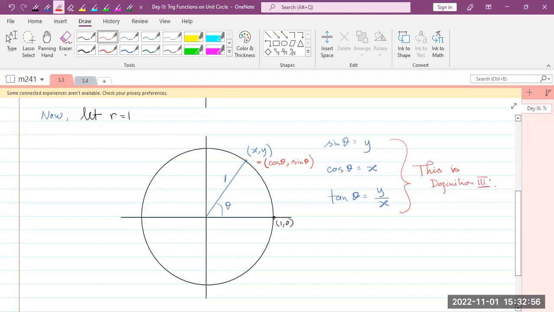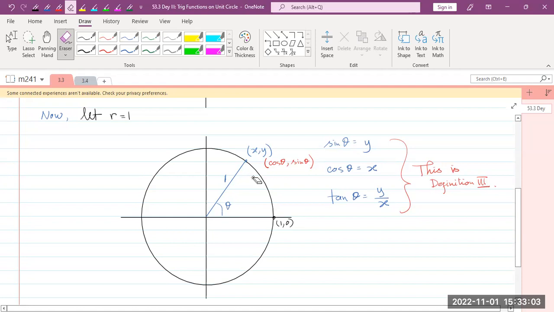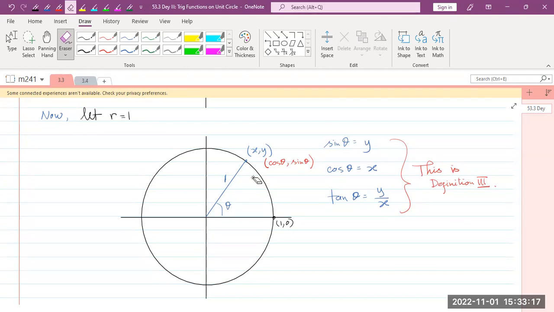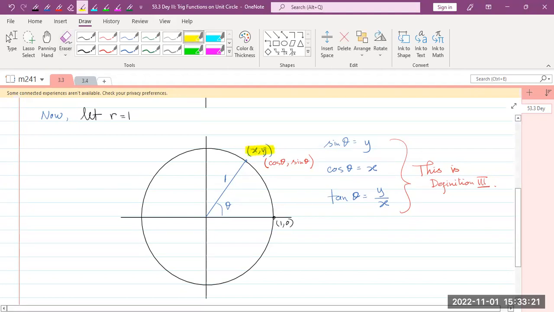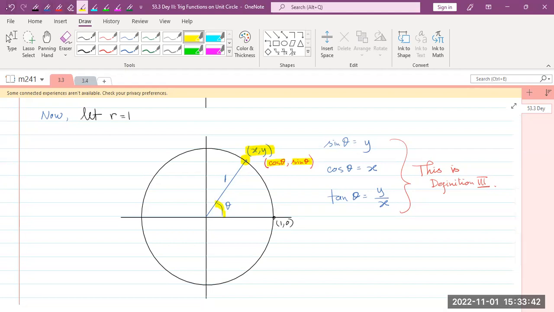The third definition, we call that the unit circle approach, basically saying that if you have a unit circle centered at origin with radius 1, then the coordinate of the terminal side on the unit circle, this coordinate here, is equal to cosine theta and sine theta for the angle theta in standard position.